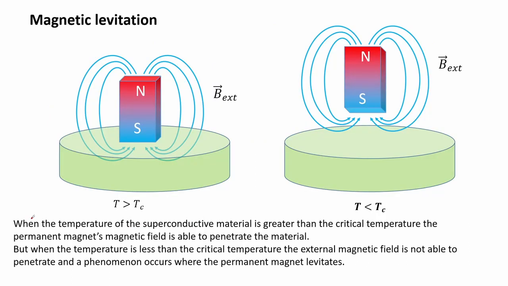Magnetic levitation. When the temperature of the superconductive material is greater than the critical temperature, the permanent magnet's magnetic field is able to penetrate the material. But when the temperature is less than the critical temperature, the external magnetic field is not able to penetrate, and a phenomenon occurs where the permanent magnet levitates.